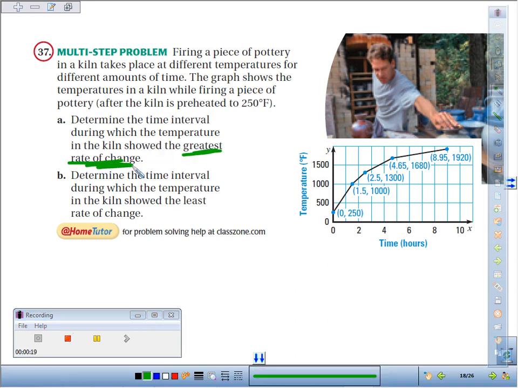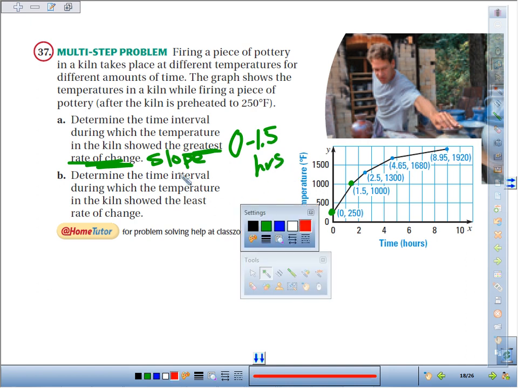Okay, greatest rate of change. Rate of change is just a fancy way of saying slope. Find the time interval when the temperature had the greatest slope. Or if we think about slope as the steepness of a line, find the time interval when the temperature had the steepest line. Okay, even though this is the longest one, it's not the steepest. The steepest part of the graph comes between right here and here, and that is between 0 and 1.5 hours.